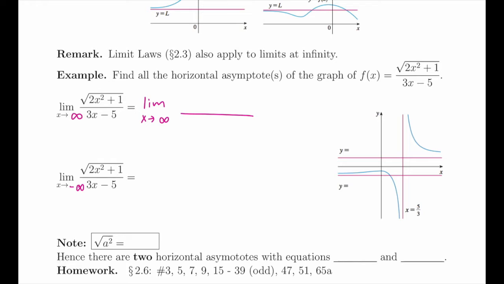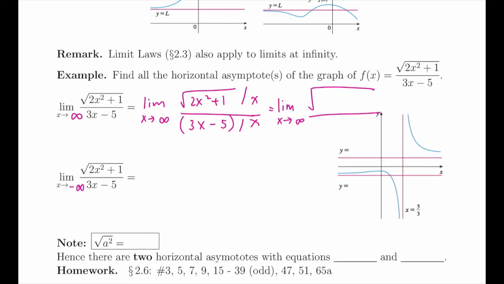So the highest power of x that occurs in the denominator is x. Let's divide everything by x then. So we have the square root of 2x squared plus 1 over 3x minus 5. Divide the top and bottom by x. Then we get the limit as x goes to infinity of, now the square root, I'm going to bring the x inside. When x goes inside the square root, it'll become x squared. And the denominator is simpler, it's just 3 minus 5 over x.